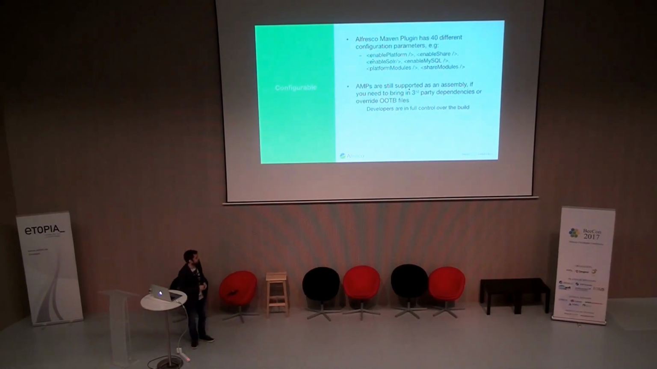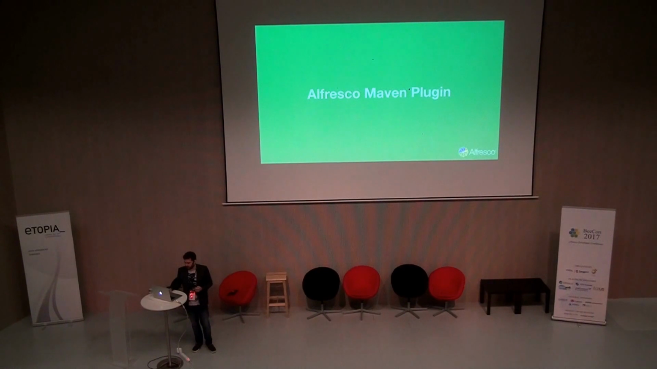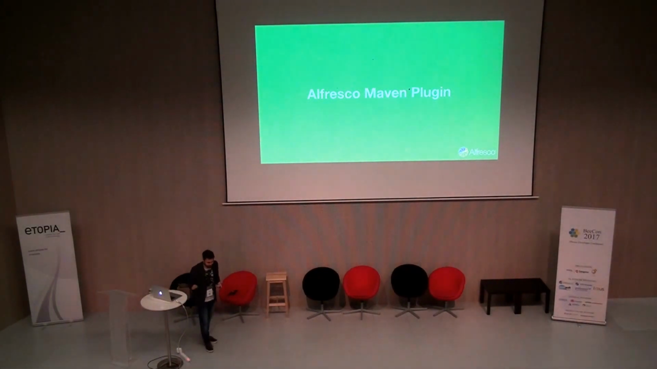And we wanted to make it configurable. So in the 3.0 release, we have 40 different configuration parameters. Some of them, like, you want to enable Solr, you want to enable Share, you want to enable the platform, which are the share modules, the dependencies, and everything. So there's lots of things you can configure and define, like the group ID of the artifact we're running on, and there's a whole lot of things that you can configure, and we want to do that more. But there's also a trade-off versus how far do we take it, how flexible do we make it versus the supportability. So we're trying to weigh all of that. And as I said, AMPs are still supported as an assembly. So about that Maven plugin.